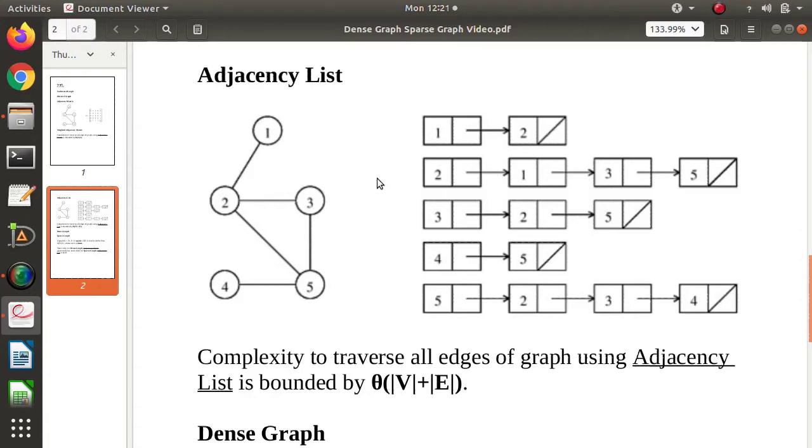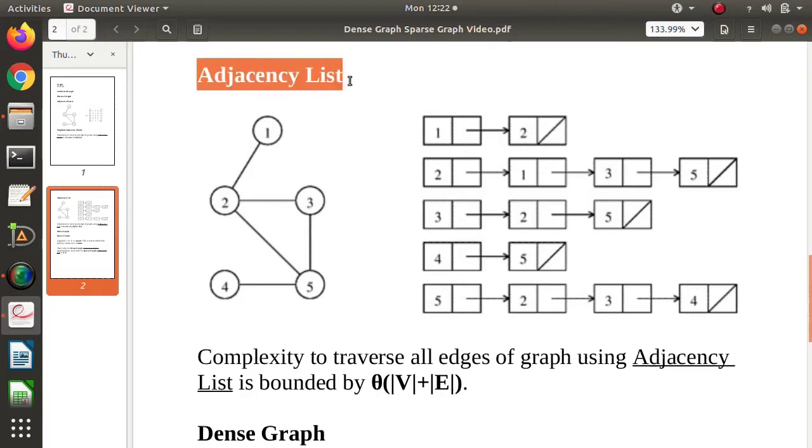Okay, so if we want to traverse this linked list, we can go like this: 2 to 1, 1 to 3, 3 to 5. So these are the neighbors or adjacent vertices of 2. In the same way, linked lists are shown for 3, 4 and 5. 2 and 5 are neighbors of 3, 5 is neighbor of 4, and 2, 3, 4 are the neighbors of 5. So likewise adjacency list is represented in terms of linked lists, and sparse graph is represented by adjacency list.